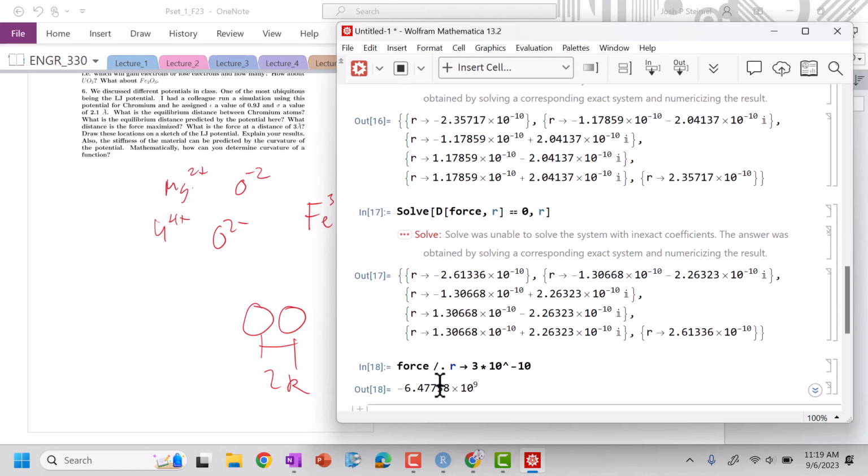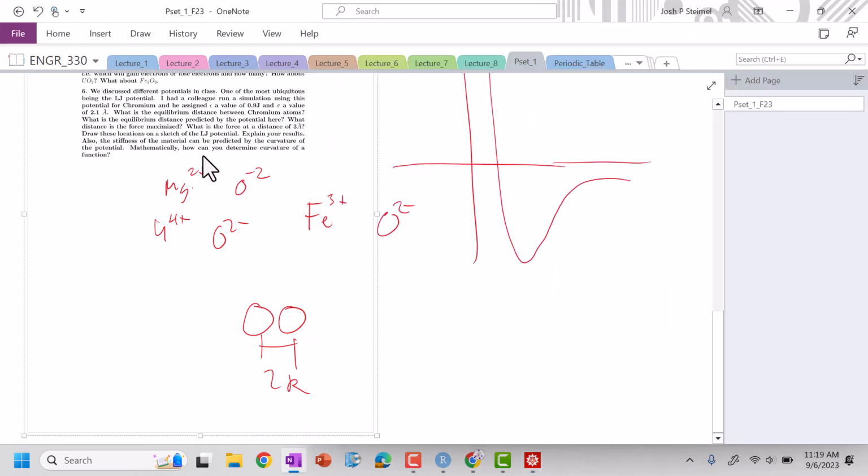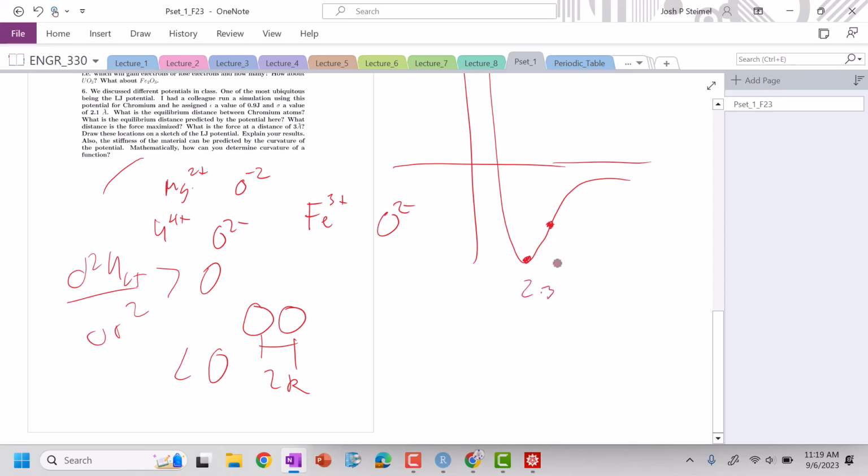Draw these locations on the sketch of the LJ potential. Explain your results. Also, the stiffness is predicted from the curvature of the potential. Mathematically, how do you determine curvature of a function? Curvature is just going to be the second derivative of U_LJ with respect to r squared. Greater than 0, positive curvature. Less than 0, negative curvature. This is our equilibrium distance. This is where force is maximized. So this was like 2.3. This is 2.6. And then this was our force at 3 angstroms. There you go. That is it. So we will see you all in the next video. Bye.